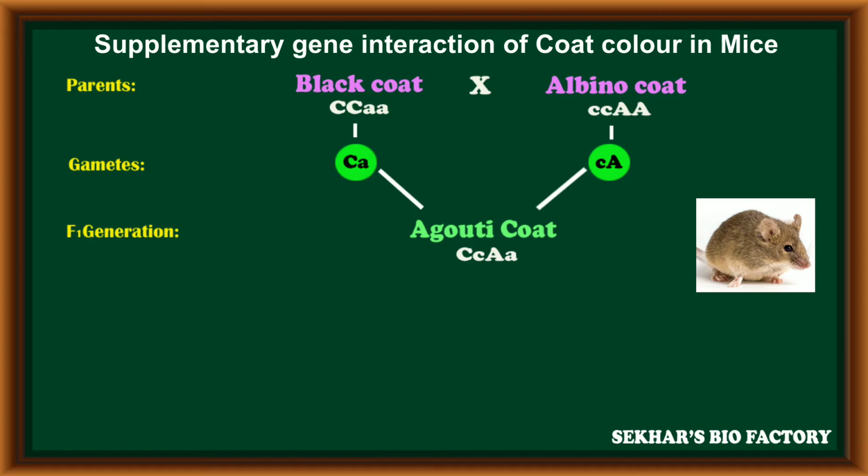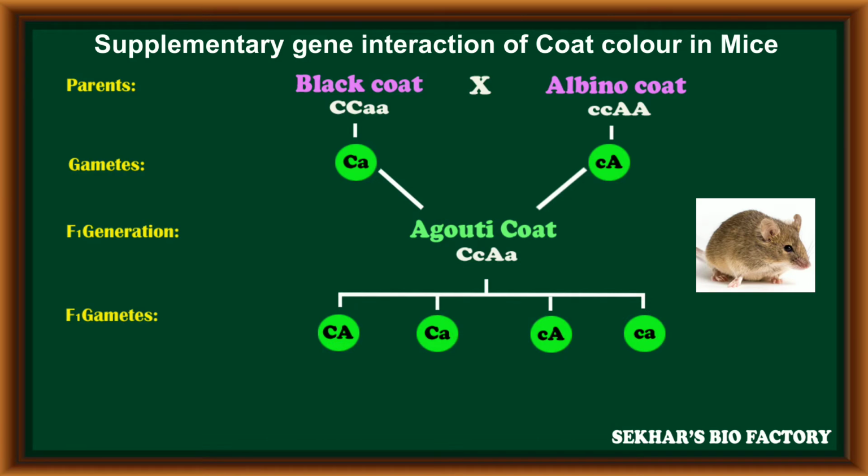These gametes fuse to form the F1 generation. Because of the heterozygous condition in both C and A genes, capital C small c, capital A small a, a new or third phenotypic character is expressed in the form of the agouti coat in mice. It is an example for supplementary genes.